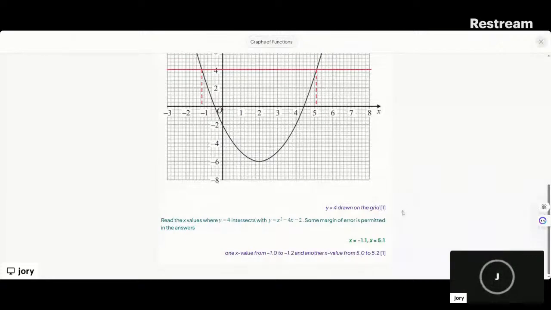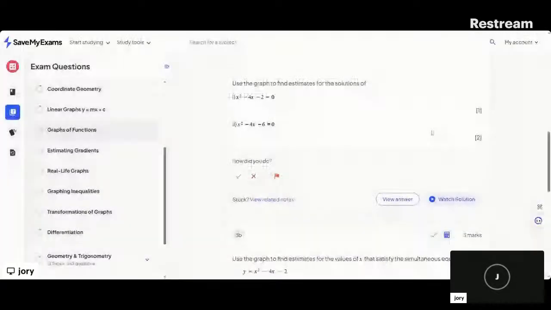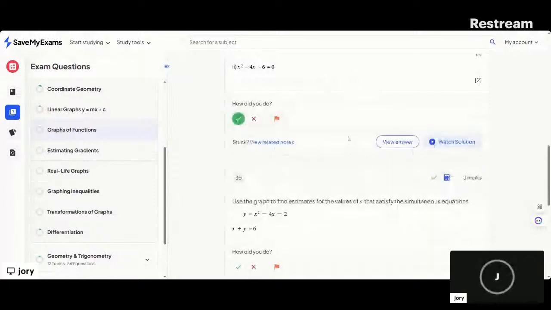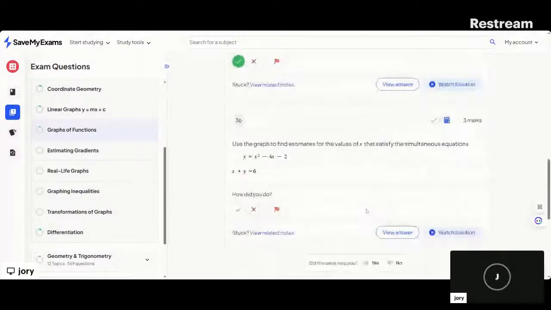What x value? Okay, I can do 0.2. Okay, I got it right. Yay. Use the graph to find estimates for the values of x that satisfy simultaneous equations. Okay. I did solve these properly. Like, I think I can solve them.